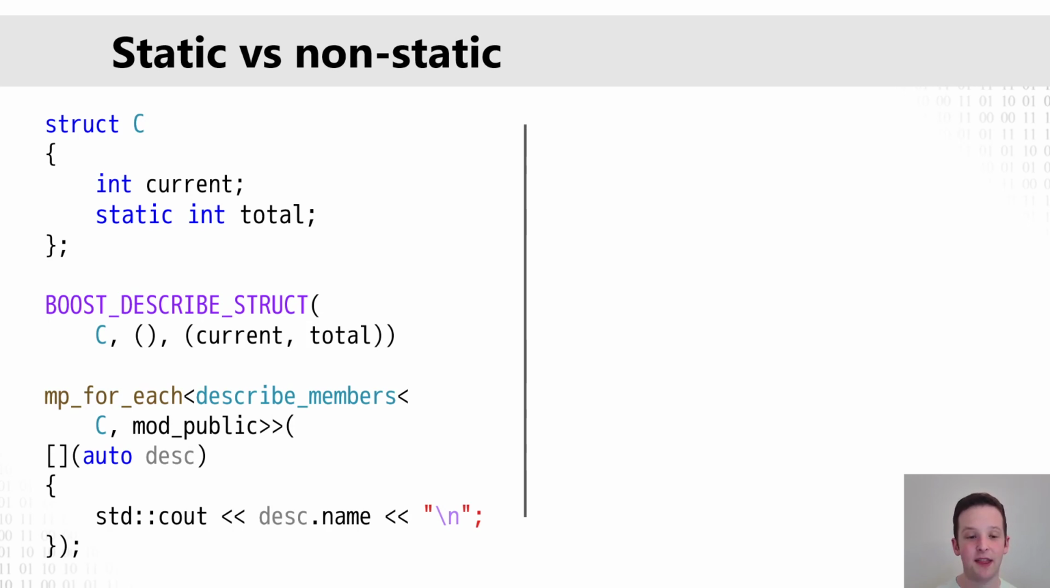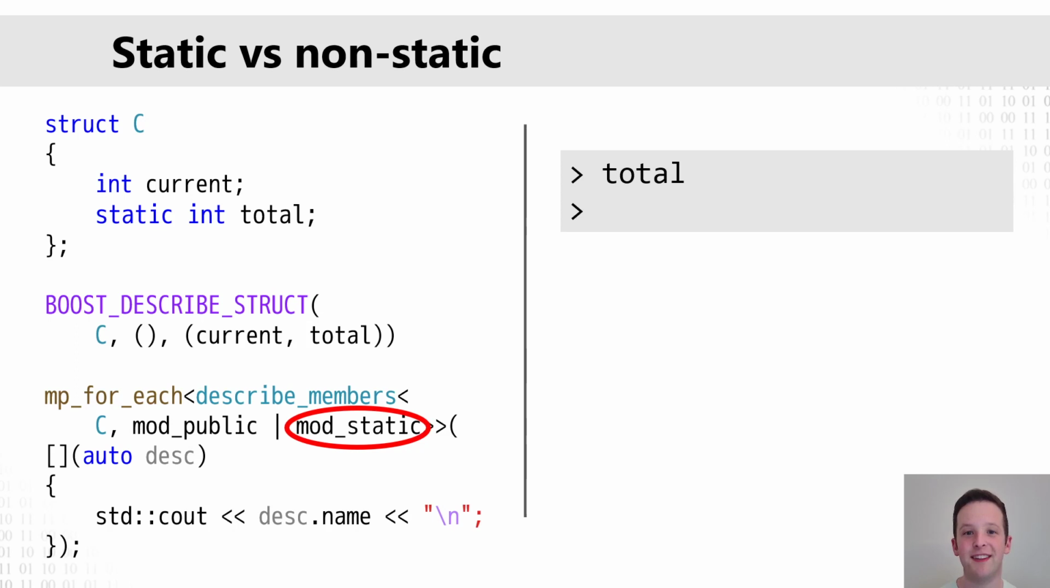So similarly, there's an implicit non-static member when you call describe members with just an access specifier, mod public. So here it gives me current. If I want the static members, I give it mod static, and that'll give me the static members. And again, Boost.Describe knows the difference. That's so powerful. It's incredible. You can use this with such versatility in your code. I hope you think of some amazing ways you can use this.